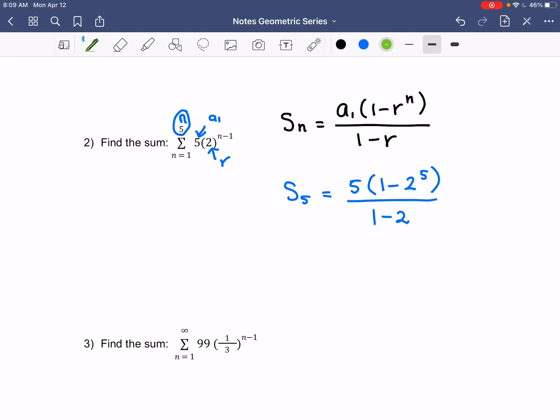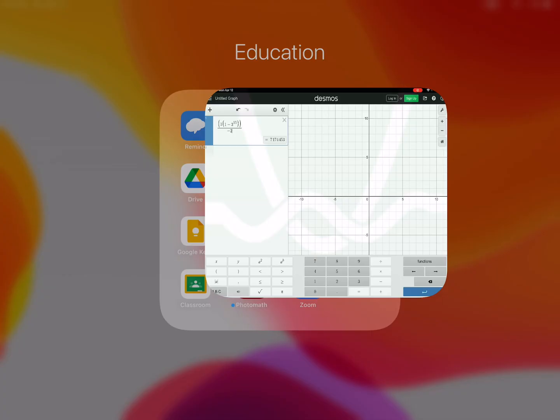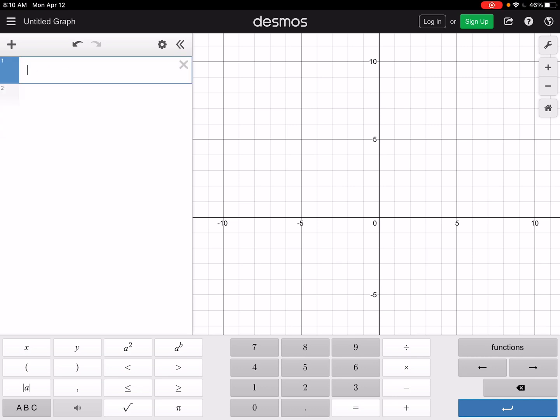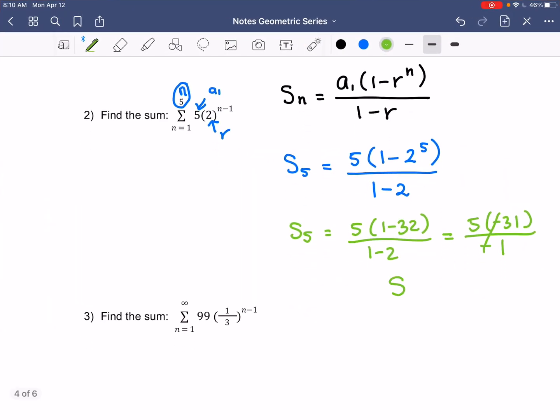Okay, so on top, I could probably do this one. Well, no, I'm going to need my calculator. 1 minus 2 to the 5th, that's 1 minus 32 over 1 minus 2. So I get 5 times negative 31 over negative 1. Our negatives are going to cancel, so it's basically just 5 times 31. That's 155. So the sum of the first 5 terms is 155.